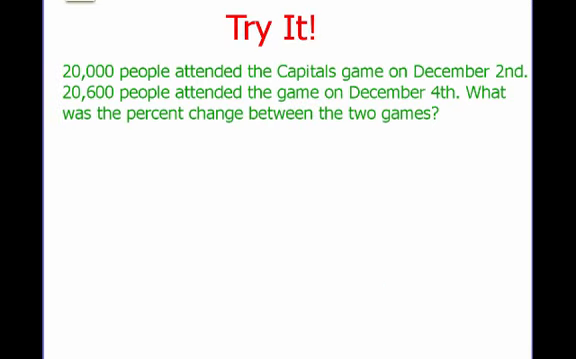So here's your try it problem for tonight. It says 20,000 people attended the Capitals game on December 2nd. 20,600 people attended the game on December 4th. What was the percent change between the two games? You need to try this problem and bring it into class tomorrow.